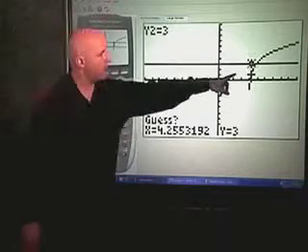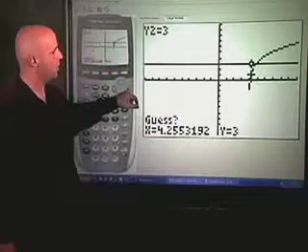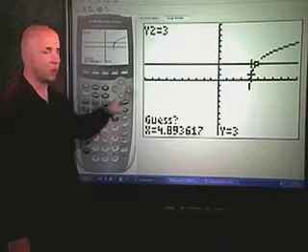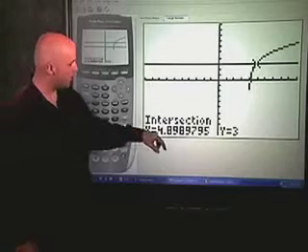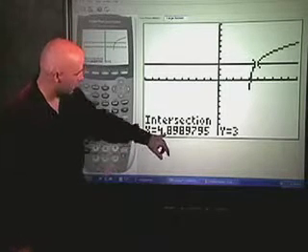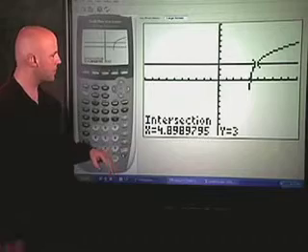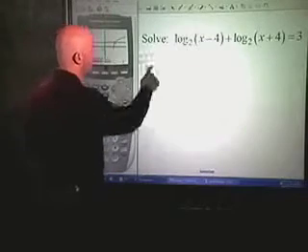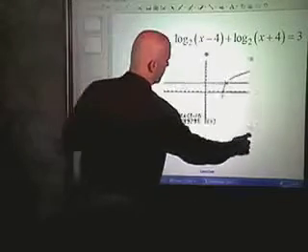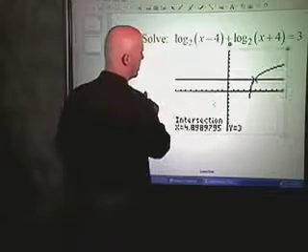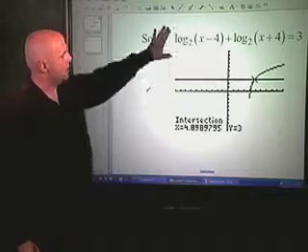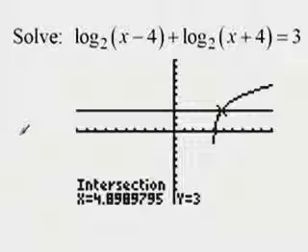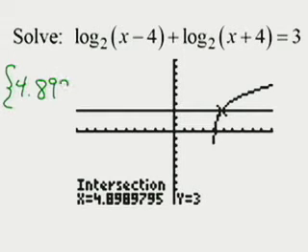And for our guess, we're actually pretty close to our intersection point, but we're going to scroll over just a couple more. So we're going a little bit closer and hit enter. And we get our intersection point is roughly about 4.899. So we'll go ahead and drag that over. So using our graphing utility, you can see that the solution set to this equation will be roughly 4.899.